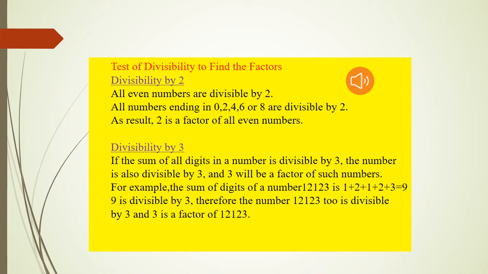For example, the sum of digits of the number 12123 is 1 plus 2 plus 1 plus 2 plus 3 is equal to 9. 9 is divisible by 3. Therefore, the number 12123 is divisible by 3 and 3 is a factor of 12123.